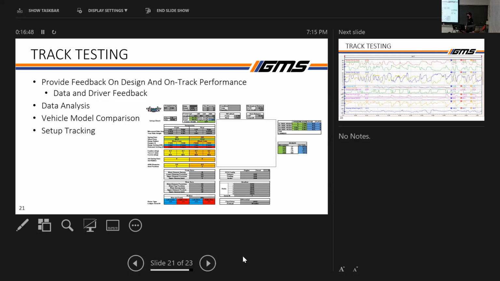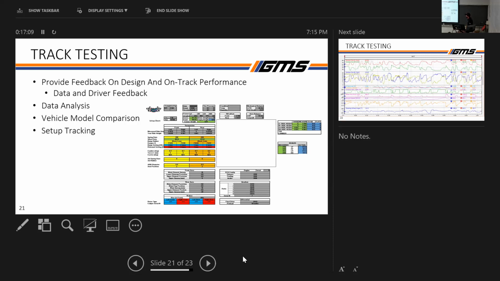Yeah, so we do a lot of data analysis. We compare our data to our modeling. We have a lot of modeling with our kinematics to choose our kinematics. So we try to compare that to our data to see if what we design is actually what's happening on the car, because sometimes that's not always the case.